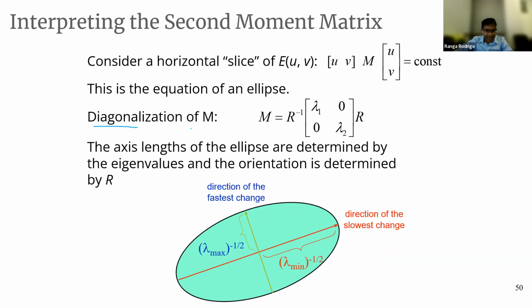So we can diagonalize M. We can get M equals R inverse times lambda 1 and lambda 2 times R, where R is some rotation. Those ellipses' sizes will be given by linear algebra: lambda max to the power of minus half, lambda min to the power of minus half. So this is the direction of the slowest change, this is the direction of the fastest change. The axis lengths of the ellipse are determined by the eigenvalues, and the orientation is determined by R.